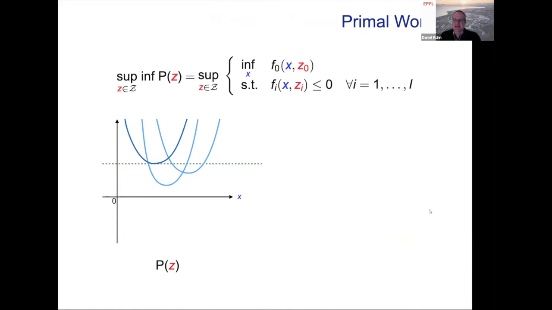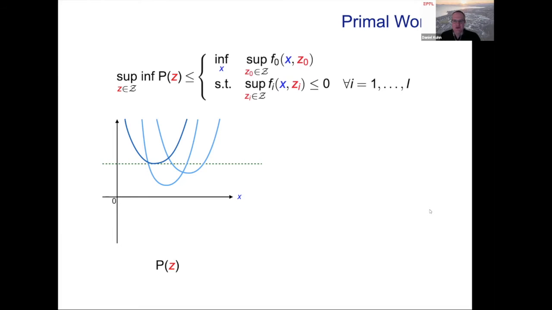Now let's first take a look at the highest primal optimum on the left-hand side, and let us rewrite the primal scenario problem again explicitly as a constrained optimization problem. So next, we can interchange the infimum over X and the supremum over Z, and in this way we obtain the so-called primal worst problem. Note that when interchanging the sup and the inf, we may actually pick up a non-negative duality gap.